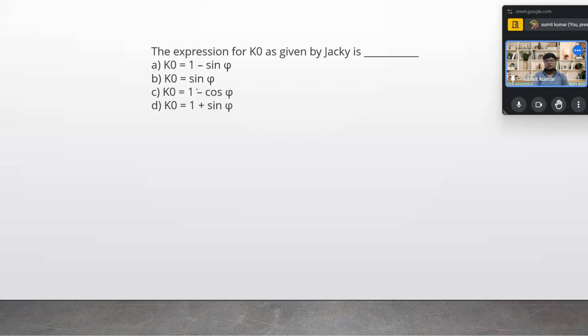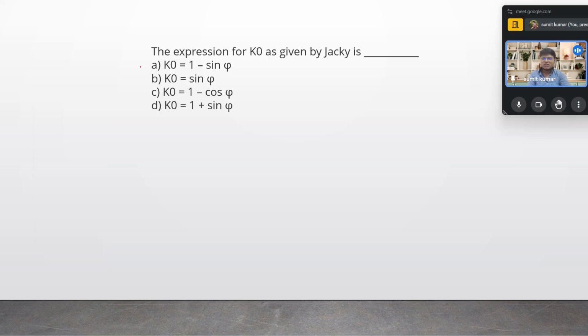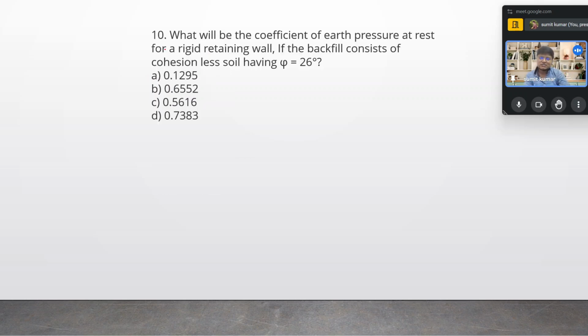Now, the next question is that the expression of K naught given by Jaky is K naught equal to 1 minus sin phi. As you remember, the value is K naught equal to 1 minus sin phi. So over here, 1 minus sin phi in the first option, 1 minus cos phi in the third option. So our answer is 1 minus sin phi. As you are aware, it was computed by Jaky in 1944. So this is the correct answer for the given question.